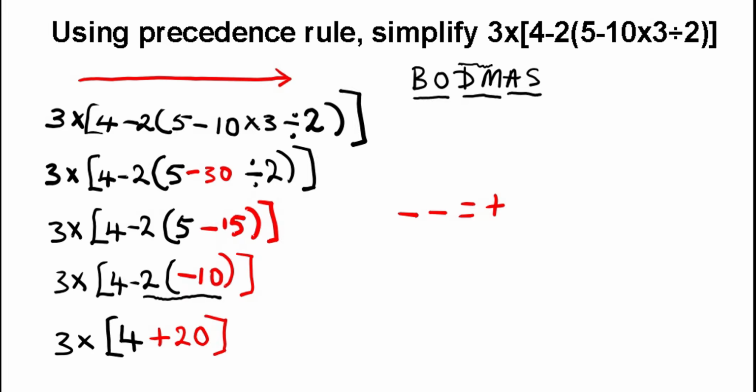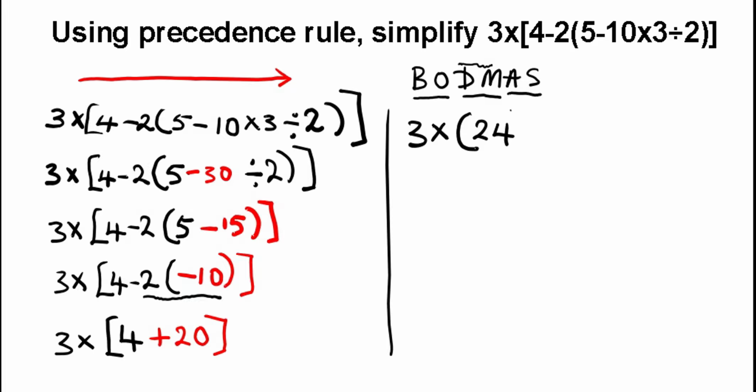Okay, let's go ahead. So we have 3 multiplied by, we have our bracket, 4 plus 20. We are going to have 24. Then our final answer will now be 3 multiplied by 24, which will give us 72. Let's move down to the next question.